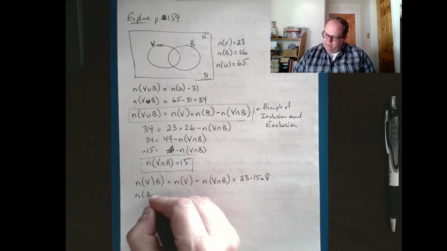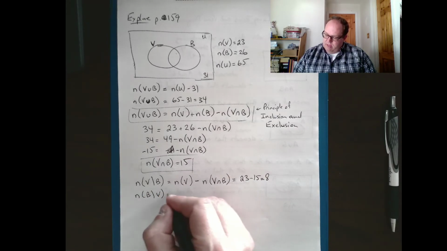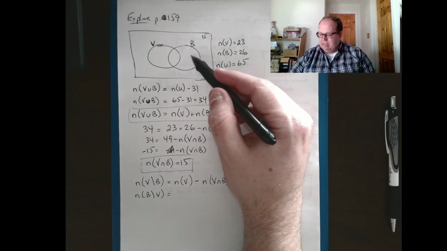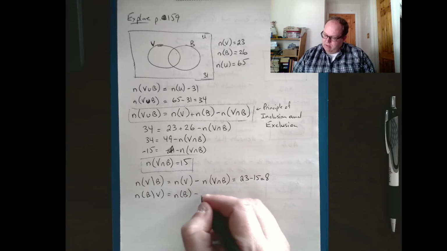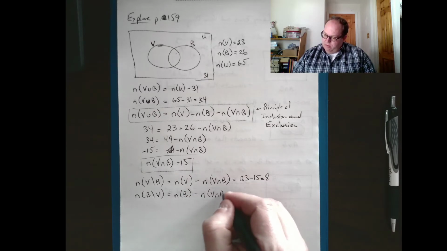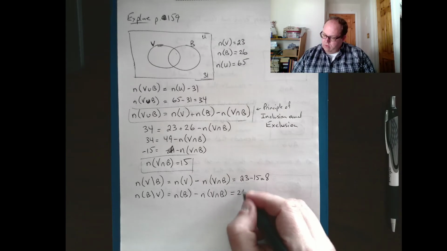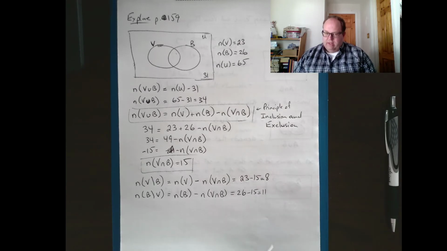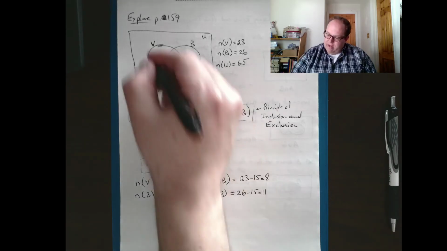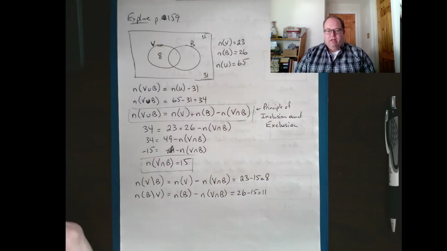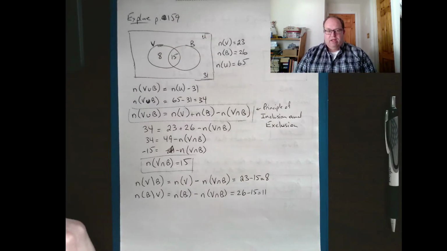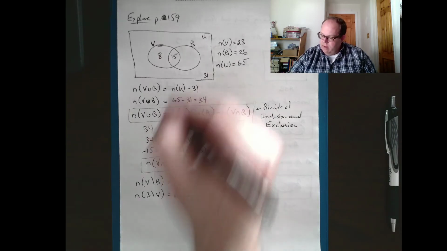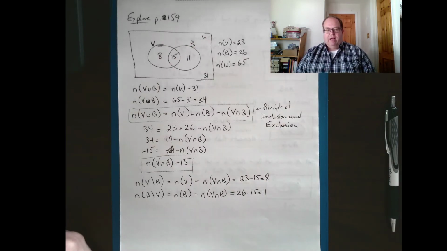Similarly, the number of people in B minus V, and that is the number of people who play basketball but not volleyball, would be the number of people who play basketball minus the number of people who play both. Or 26 minus 15, or 11. So on my Venn diagram at this point, I can say there's 8 people who only play volleyball. There's 15 people who play both volleyball and basketball. And there's 11 people who only play basketball.